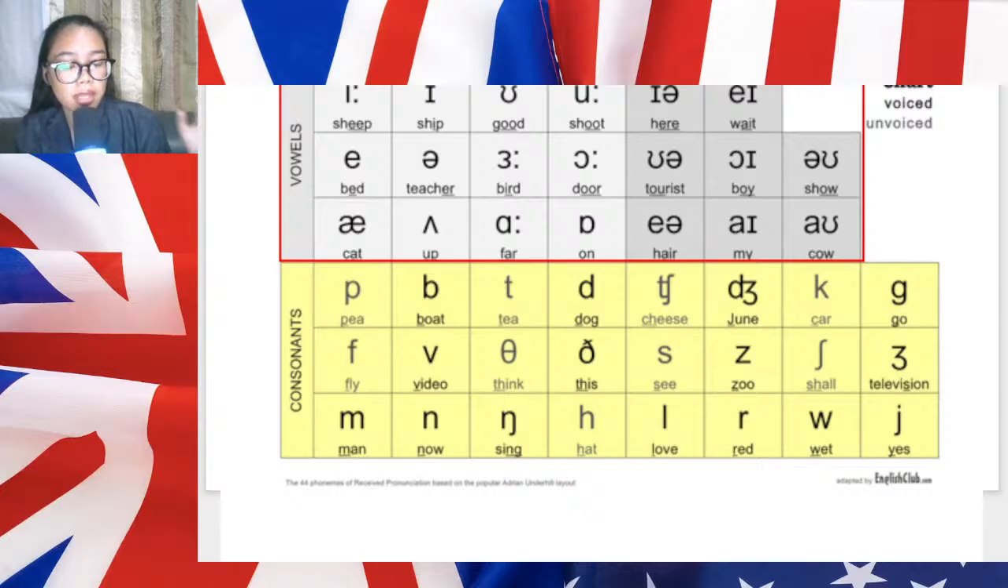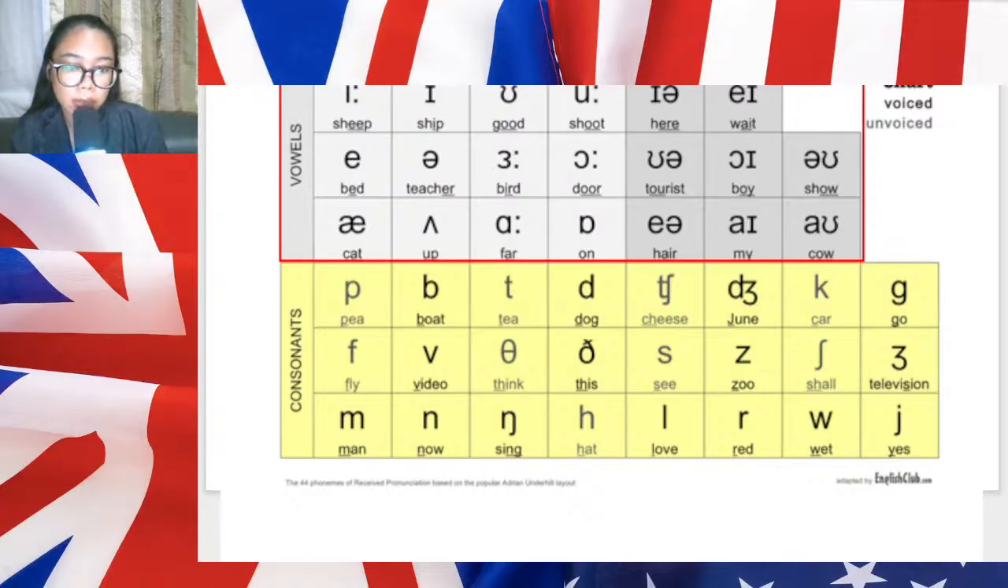Now, a closer look at the vowel section. Remember, vowels are those sounds where the air flows freely from your mouth without any blockage by your tongue, by your lips, or by your teeth. Those are our articulators. So they are often the most open sounds. Within this red box, you can clearly see the two main categories of vowels. First is monophthongs on the left and diphthongs on the right.